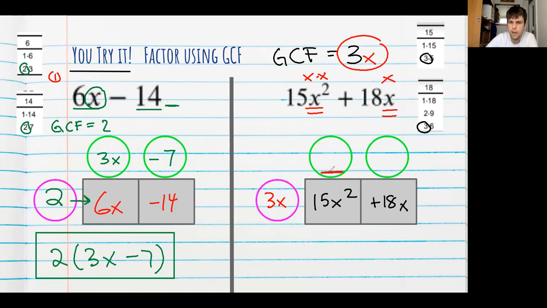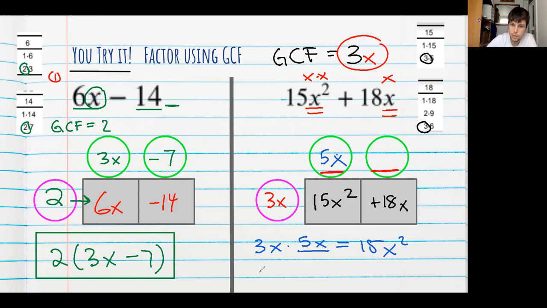And now I need to figure out these things. Again, I'm kind of asking myself some questions to get these values. I'm asking 3x times what is going to give me 15x squared. You can write them out if that helps you. So 3 times 5 is going to give me 15. X times x is going to give me x squared. All right, if I have x squared here, both of these got to have some x's with them. So x. 3 times 5 is 15. They should be pretty easy if you're breaking it down in that way.